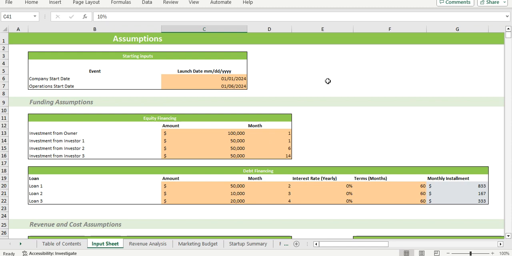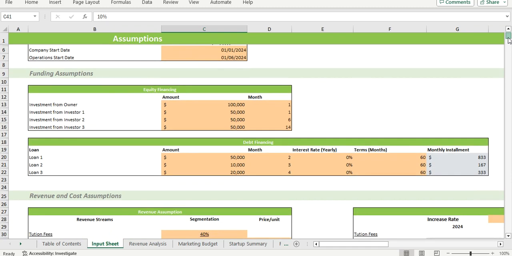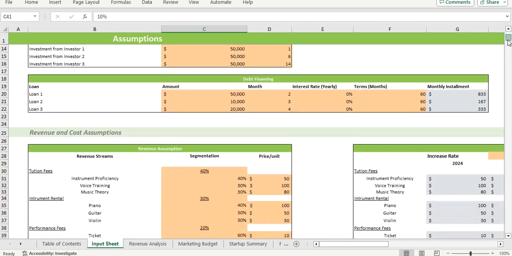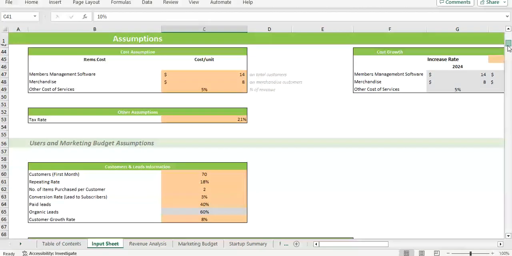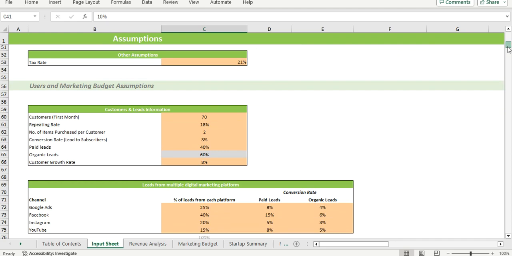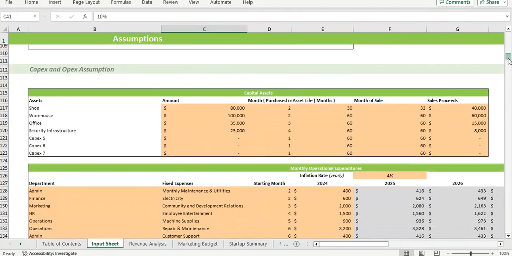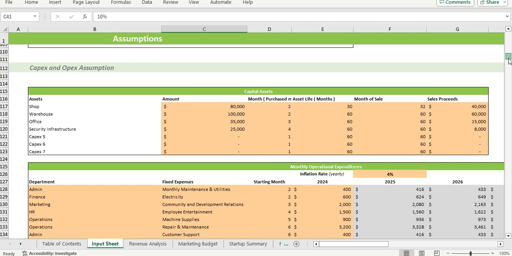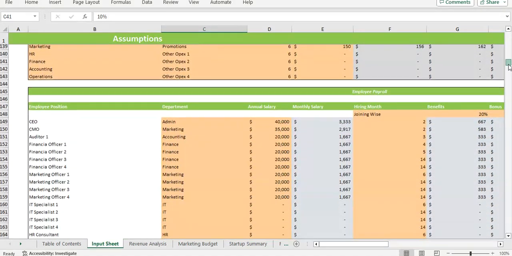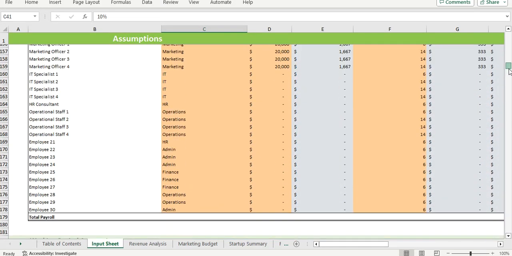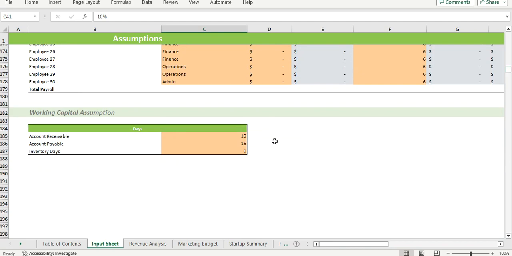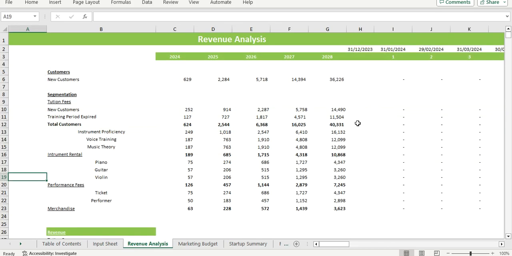So moving on to the input sheet. In the input sheet, we have different kinds of assumptions, such as the company starting date and the operation date assumptions, the funding assumptions, which include the equity financing and the debt financing assumptions, the revenue and cost assumptions, the user and marketing budget assumptions, the capital expenditure and the operating expenditure assumptions, the employee payroll assumptions, and the working capital assumptions.